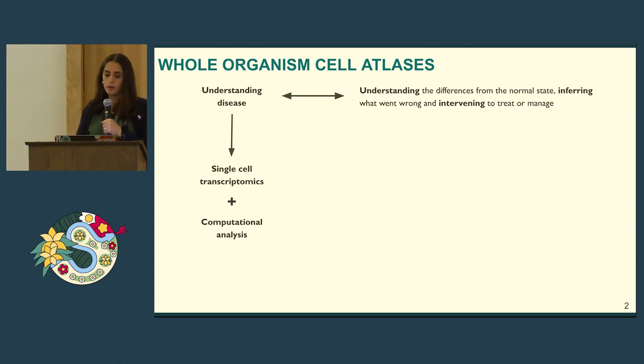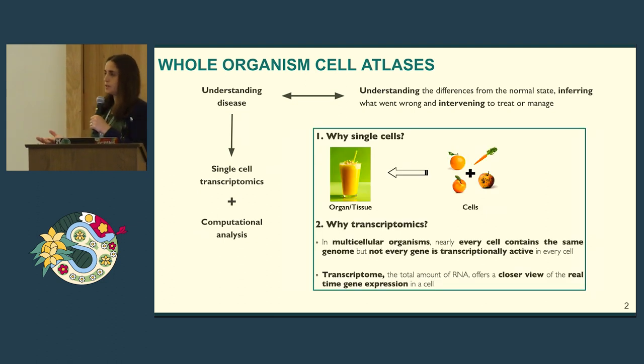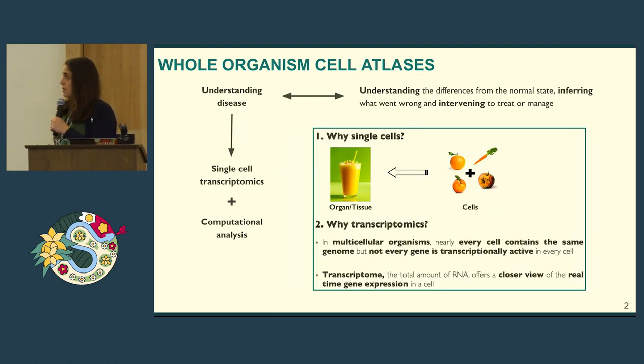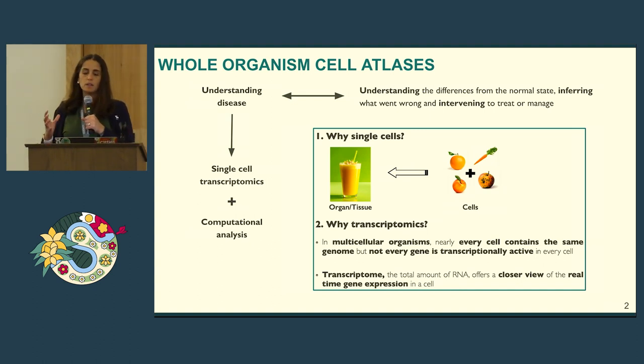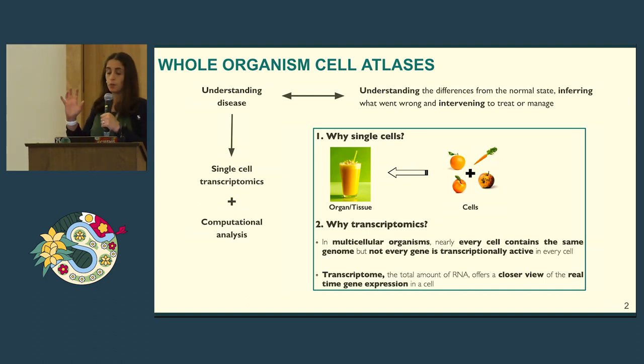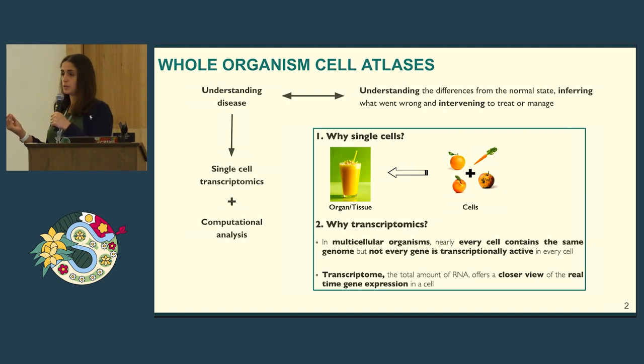So when we're thinking about single cell transcriptomics, there are really two things baked in here. One of them is, why do we want to use single cells? And the other is, why do we want to use transcriptomics? The reason why we want to use single cells is, if you are only going to look at the bulk of an organ, or in the illustration here a glass of juice, you will have a very hard time telling which of the fruits that made it into the juice contributed to the rotten flavor. Because at the time that you get the juice, you can't really distinguish the parts anymore.